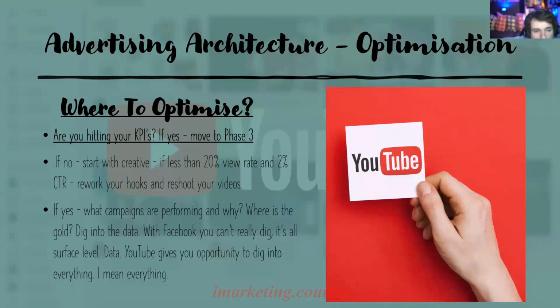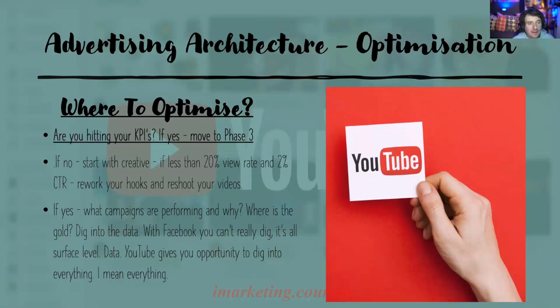So when it comes to optimization, where do we optimize? When it comes to optimizing our YouTube campaigns, the first question we ask is, are we hitting our KPIs? If yes, we are hitting our KPIs in terms of our ideal lead cost is this, or ideal sale cost is this, or ideal opt-in rate is this, or whatever the case may be. If we're hitting our KPIs, we move on to phase number 3. So we skip this phase.